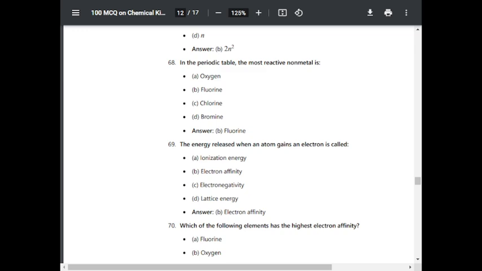Question number 69. The energy released when an atom gains an electron is called. Option A, ionization energy. Option B, electron affinity. Option C, electronegativity. Option D, lattice energy. The correct answer is electron affinity. Option B is correct. The energy released when an atom gains an electron is called electron affinity.